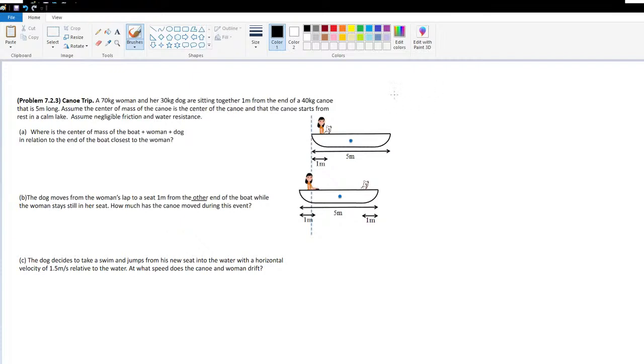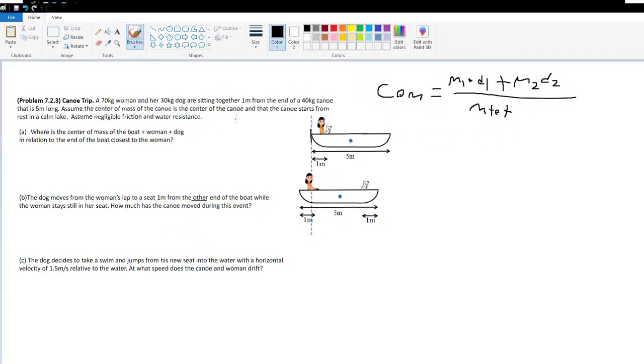Okay, so we're finding the center of mass of the whole canoe system, right? So the center of mass is equal to M1 x1, so how much a mass weighs times how far it is from our reference point, and then we sum up all those. Oh, sorry, that should be a 2. The sum of all masses and their distances over the total mass.